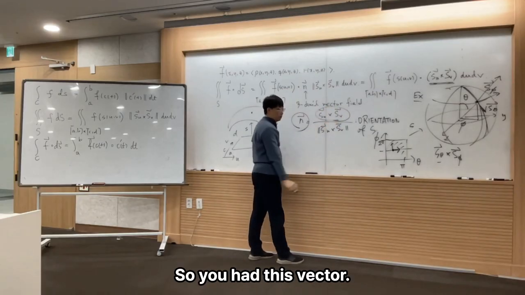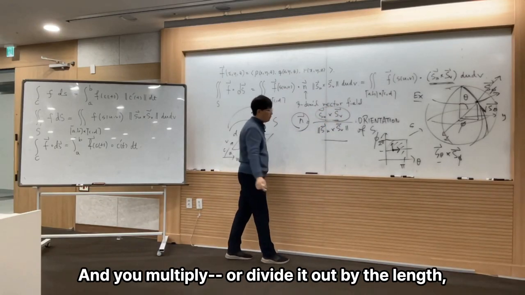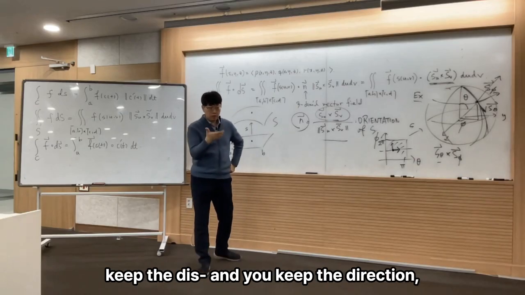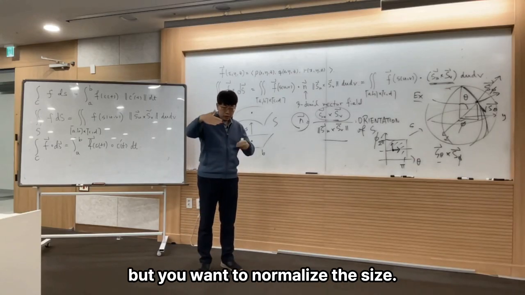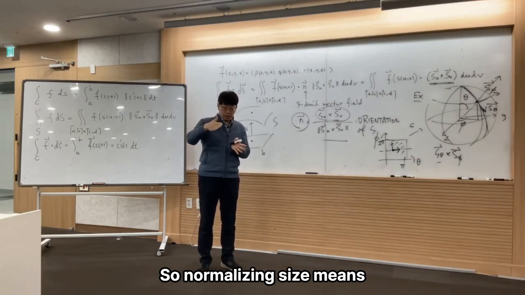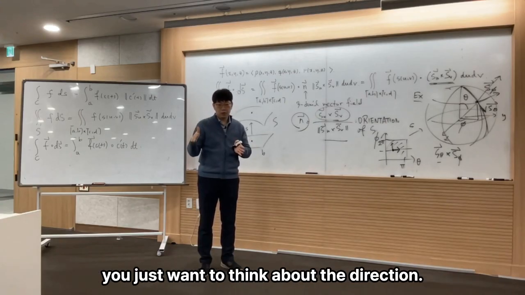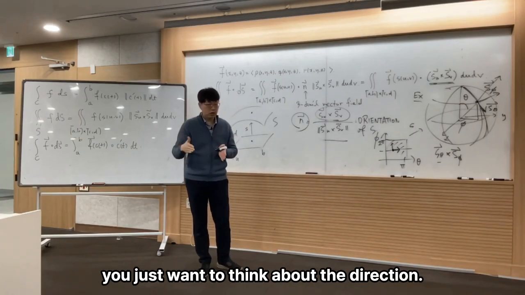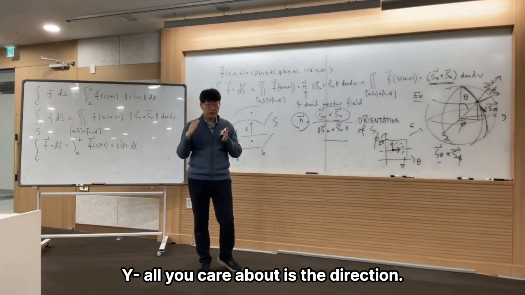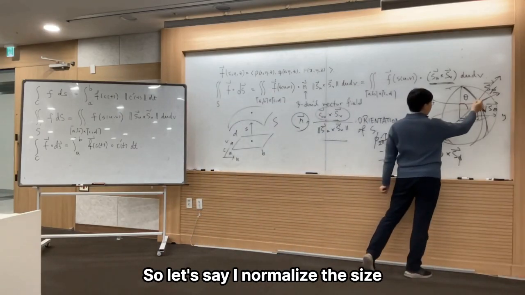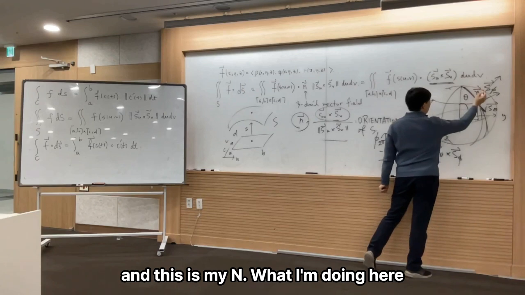So you had this vector, and you divide it by the length, which means that you keep the direction, but you normalize the size. Normalizing size means that you don't want to think about the size anymore. You just want to think about the direction. All you care about is the direction. So let's say I normalize the size, just keep the direction, and this is my n.